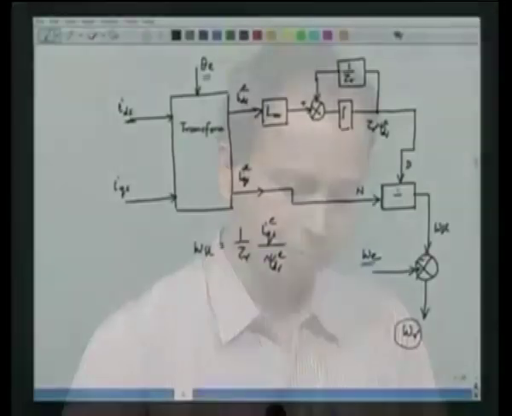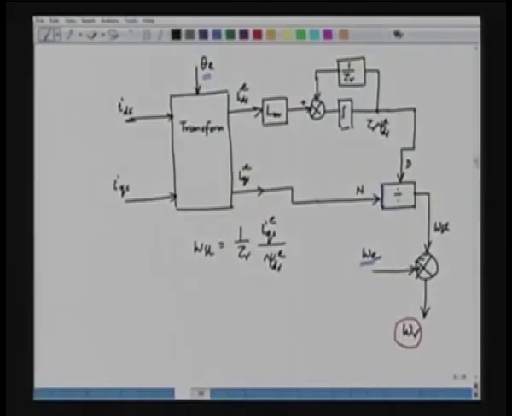So this is practically implemented in many applications where we don't need any speed sensor. With this background, we have already discussed the rotor flux oriented vector control, the air gap flux oriented vector control, and the stator flux oriented vector control, and we now understand what is the meaning of vector control of induction motor.